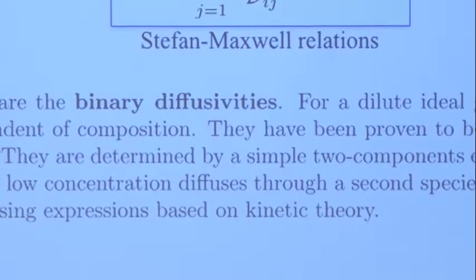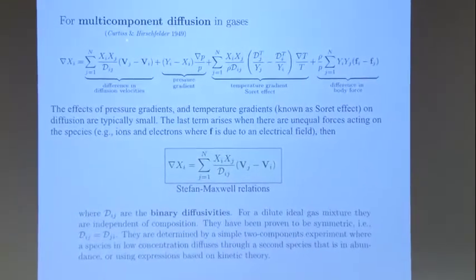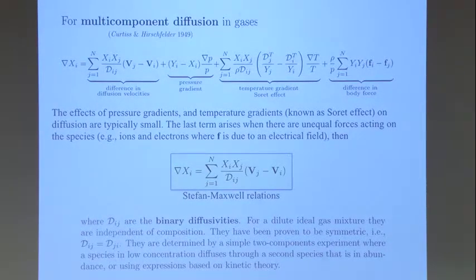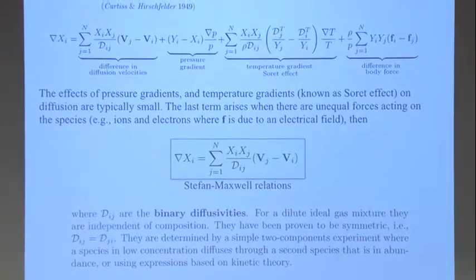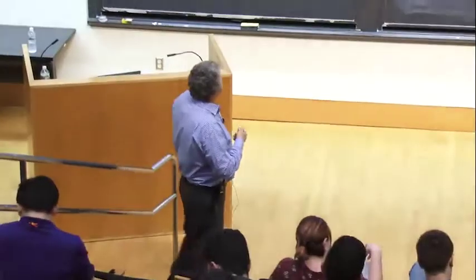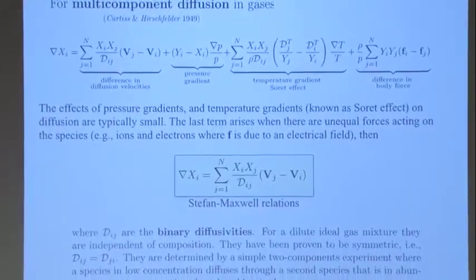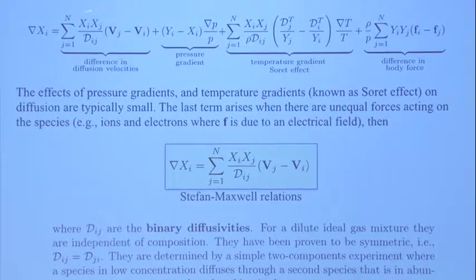What happens in a mixture that has many species? Well, the more comprehensive multi-component diffusion law was written by Curtiss and Hirschfelder, and it takes this form. First of all, it's not expressed in terms of the mass flux as we have in this equation. It's written in terms of the concentration gradient caused by diffusion. So the gradient of xi is, first of all, there is a difference in diffusion velocity between any two species, i and j.